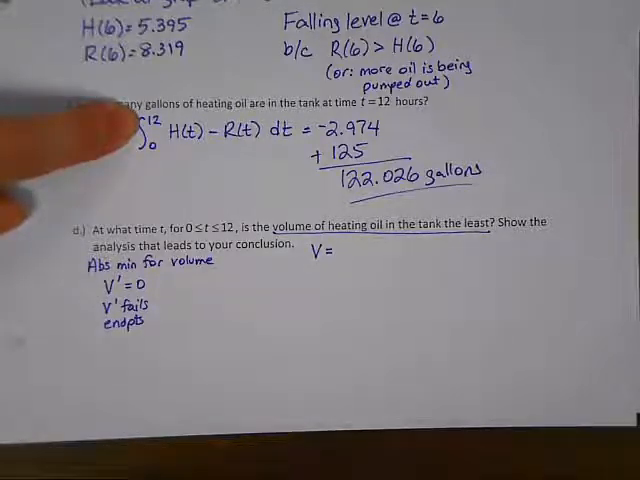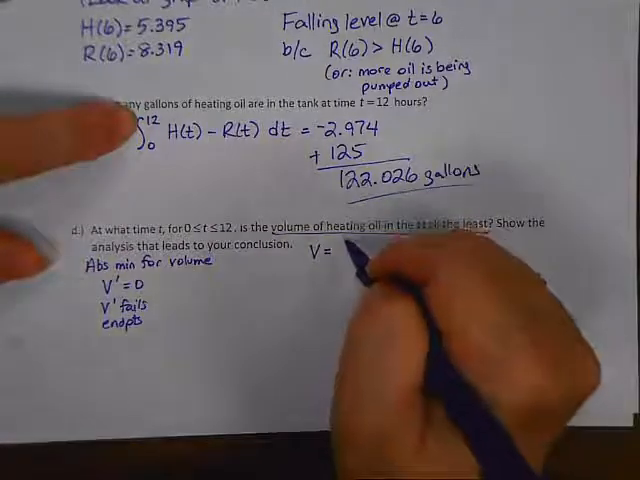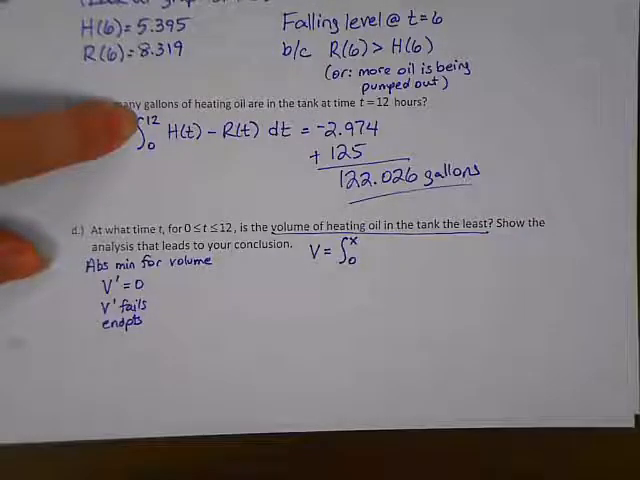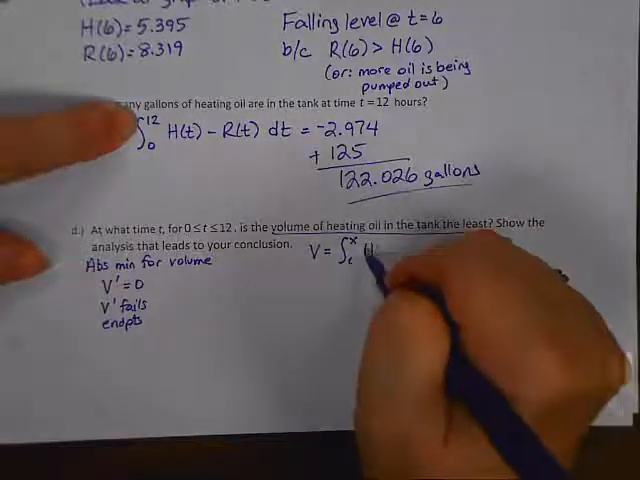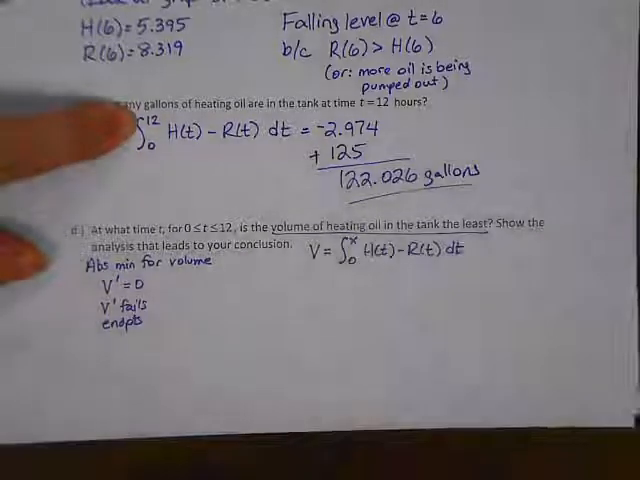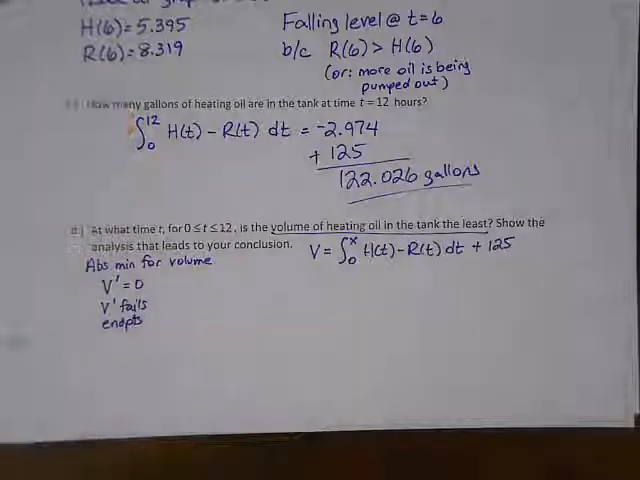Same change? So the volume at any time in the problem would be the integral from 0 to x, whatever x I want, of h of t minus r of t dt, plus the 125 that we added on at the beginning. Does that make sense to everybody? No matter where I start or how far I want to go, I integrate from 0 to that number.